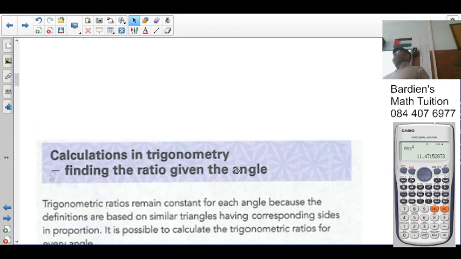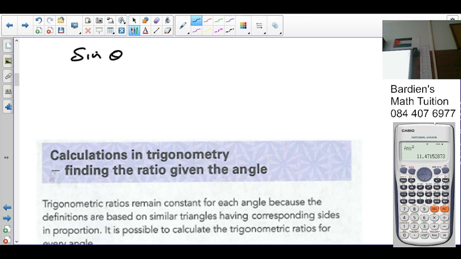Then we went on, and in exercise 5.1 we were dealing with similar triangles. In 5.2 we were dealing with the sine, cos and area. And now sine, cos and tan. So we said sine theta, cos theta, tan theta. What does sine mean? It means nothing. What does cos mean? Nothing. What does tan mean? Nothing. Those things mean nothing without an angle connected to it.